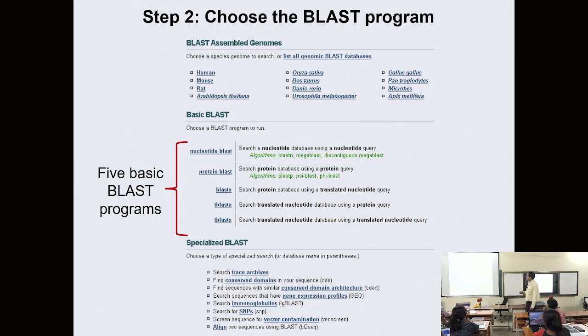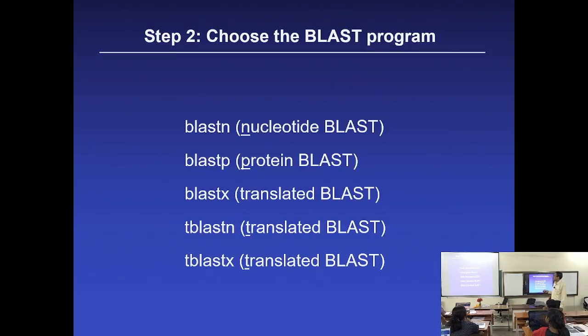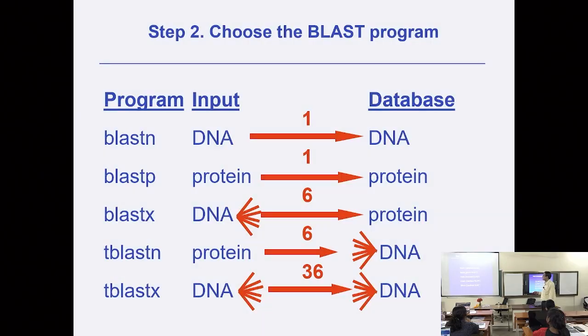Okay, so BLAST comes in 5 flavors. And they are BLAST-N for nucleotide BLAST, comparing DNA to DNA sequences. BLASTP, which is protein BLAST, comparing two protein sequences, and then translated BLAST, and they are also used for protein comparisons. So we will learn about these in a moment.